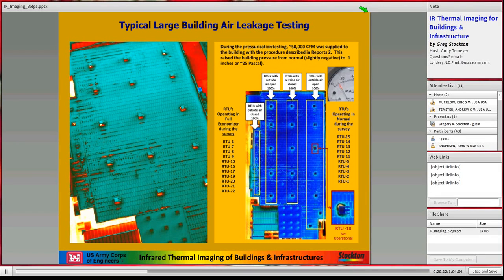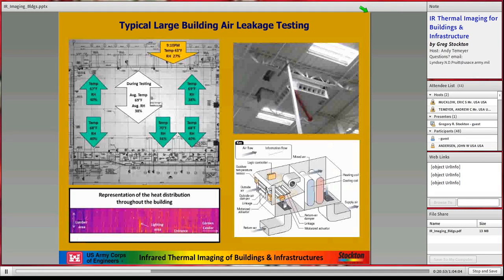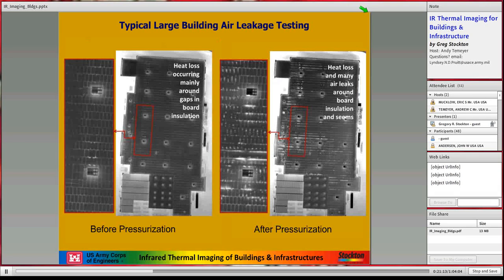So this is a little oblique picture on the left. What we're doing here is we turned on about half of the RTUs in the building and ran them in full economizer, zip-screwed shut the dampers so that they couldn't blow the air back out. So we pressurized the building, and you can see the rate of pressurization over here at about 25 Pascal, which is, you know, a canary can barely feel that. But it looks like the building is just completely leaking. The whole roof area is completely leaking.